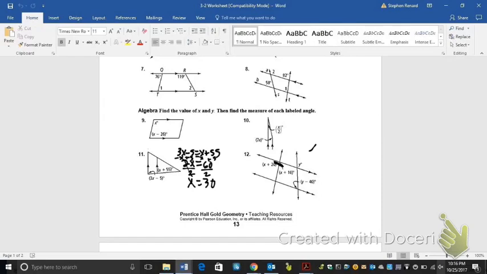So again, we want to look at our x's here. Our x's are linear pairs. So that means that they are supplementary, which means they are going to add up to 180 degrees. So we go x plus 20 plus x plus 10 equals 180. We're going to math that out, and we get x equals 75. So we can now take that 75, plug it back in.